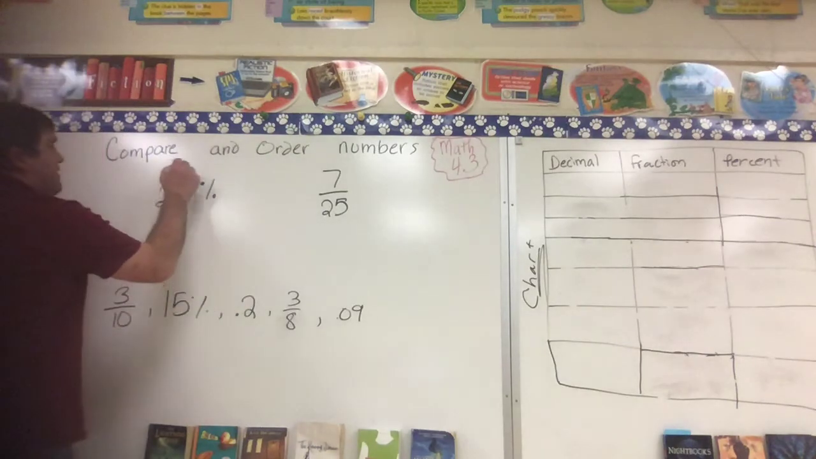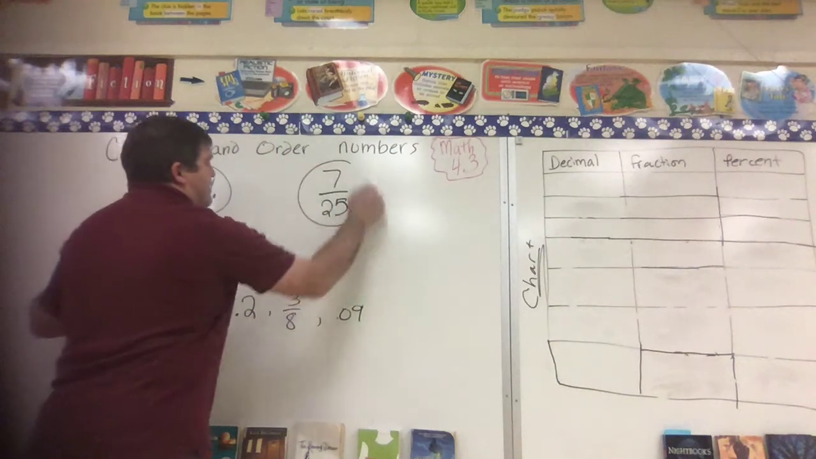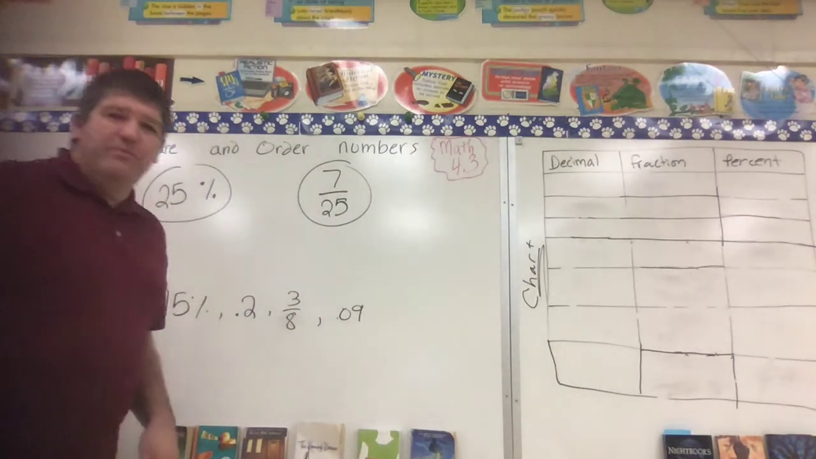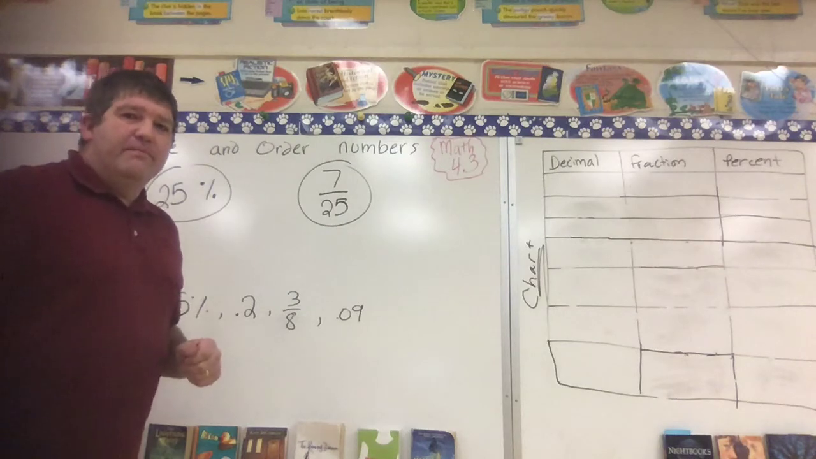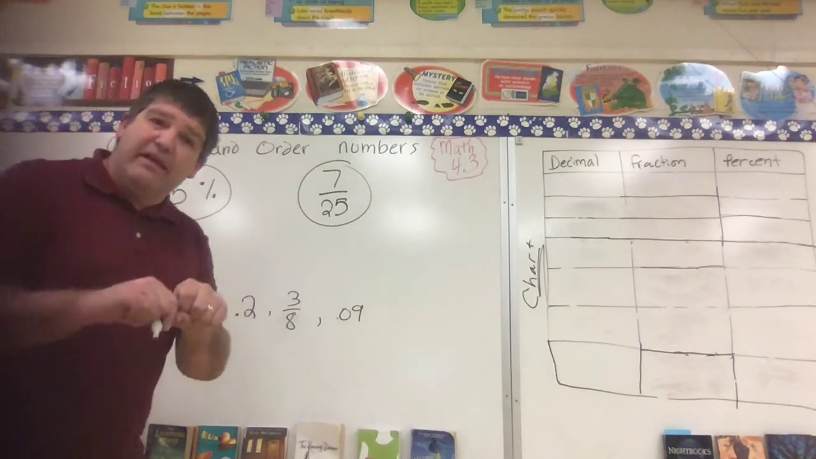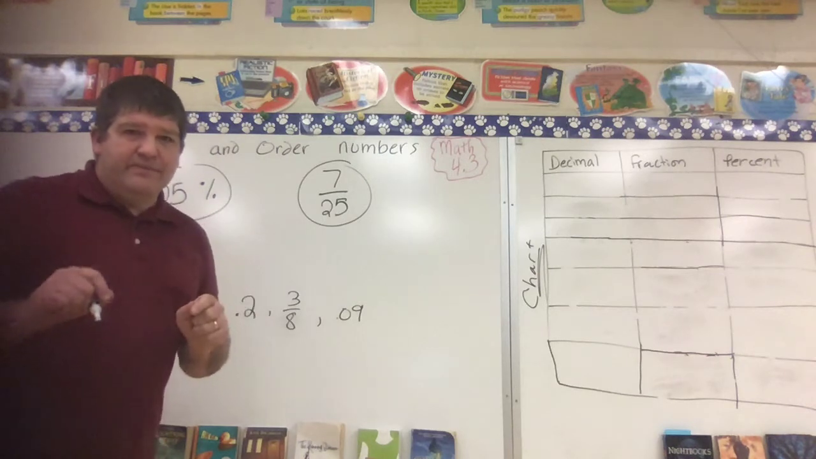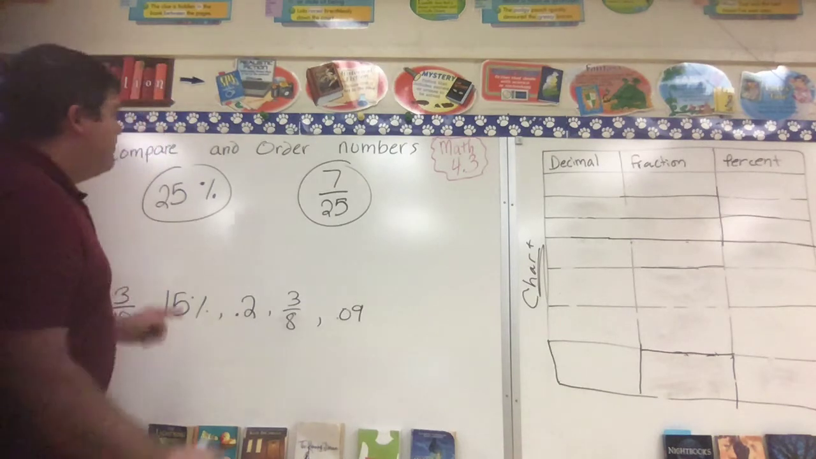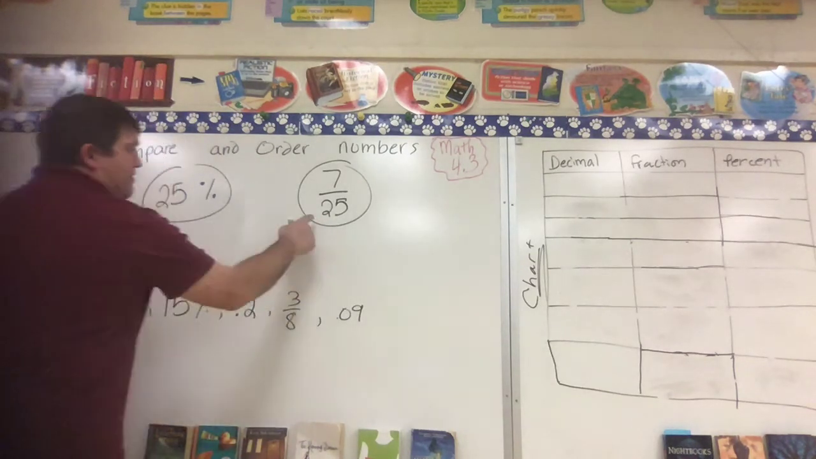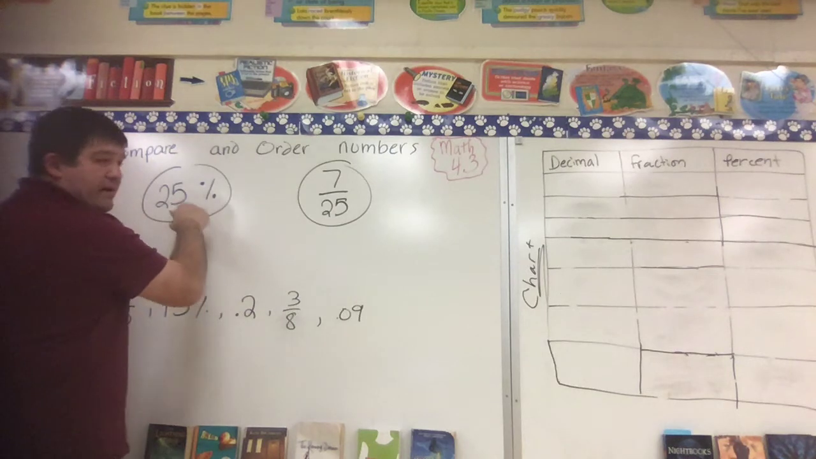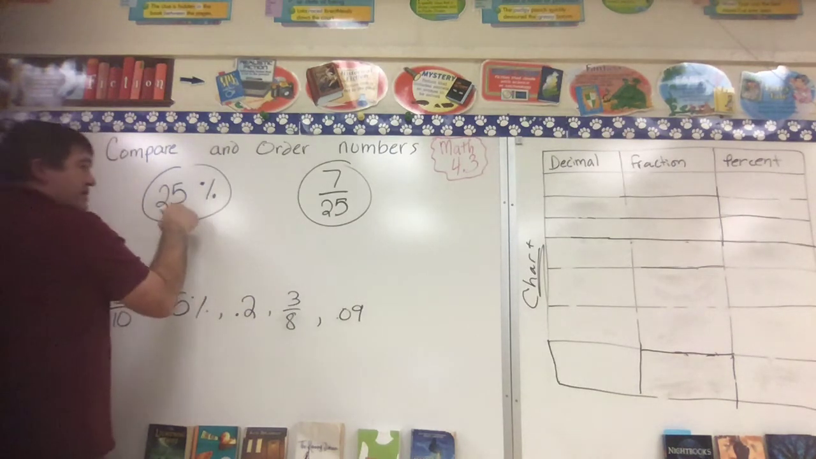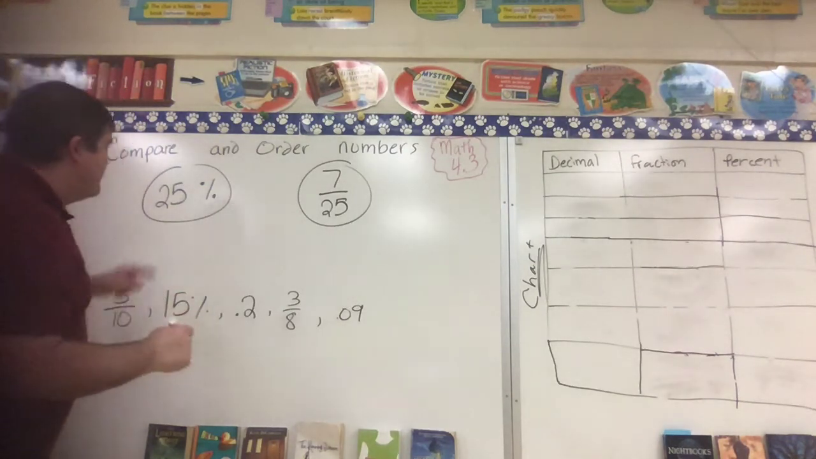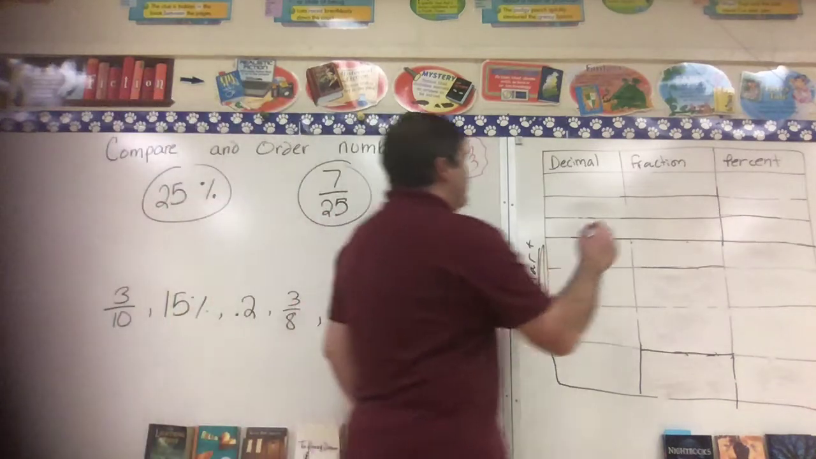So you might have 25% and 7/25. By looking at them, I can't really say which one's bigger. It's hard to compare two things that aren't alike. It's much easier to compare things that are alike. So, I want to convert one of these, either convert this to a percent, or I can convert this to a fraction, or I can convert them both to decimals. So let's do it. Let's do 7/25.